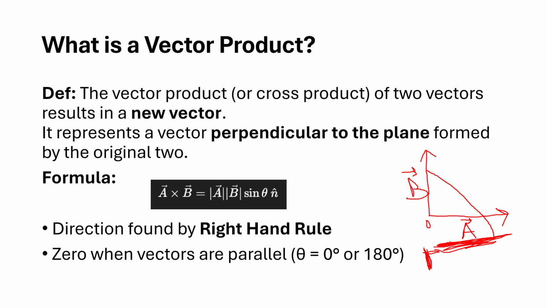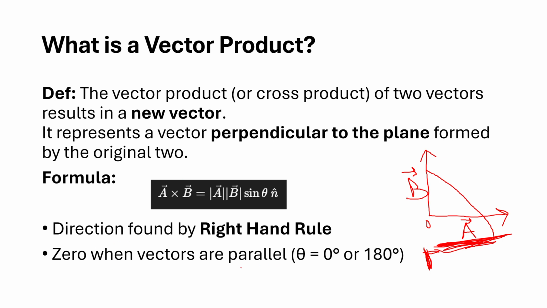But in this situation, we curl our fingers from vector A to B, and then close the fingers of our hand, and then our thumb shows the direction of this vector product. So this is about finding the direction of the vector product.